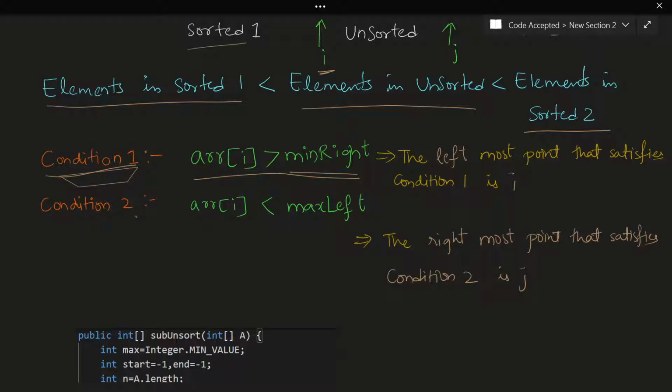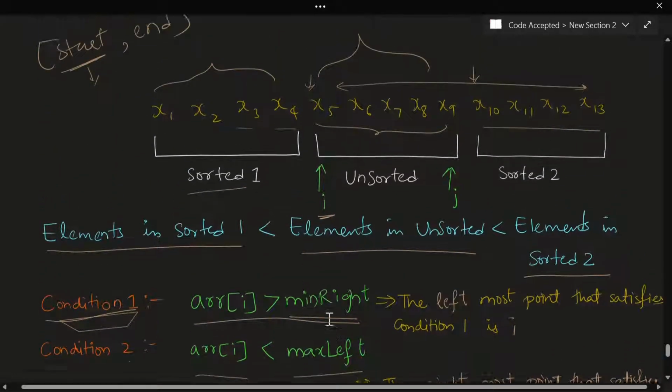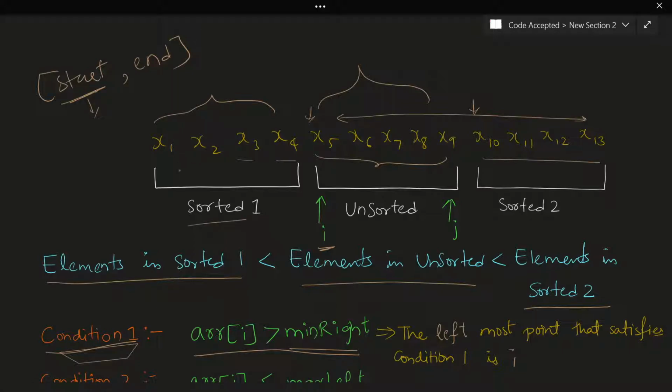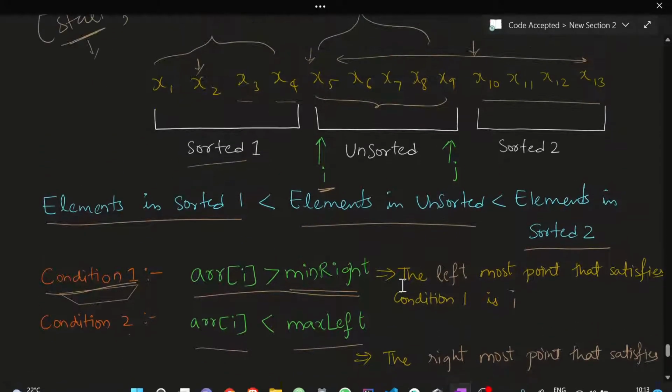Now take a look at condition 2. Condition 2 states that ARR of I is less than max left. Now when can this be true? Can this be true for any element of sorted 1? If we take an element x1, it will definitely be greater than the elements towards its left because sorted 1 is sorted. If we take an element from sorted 2, let's take x12.